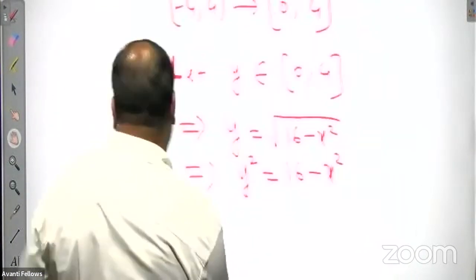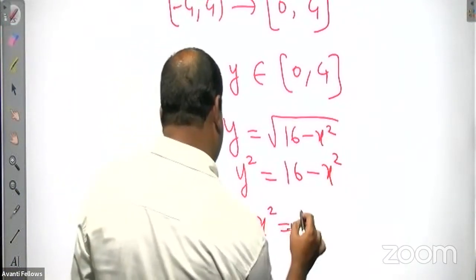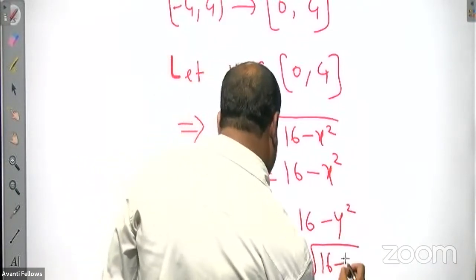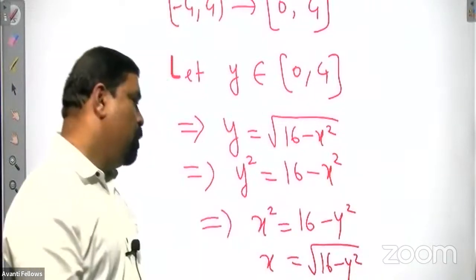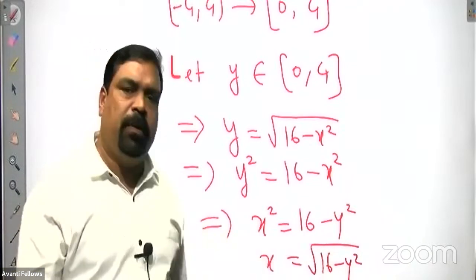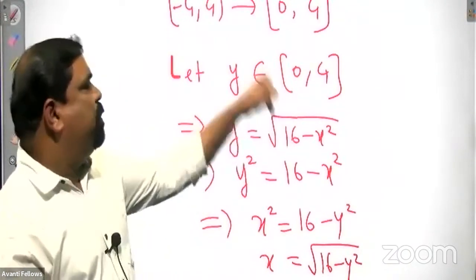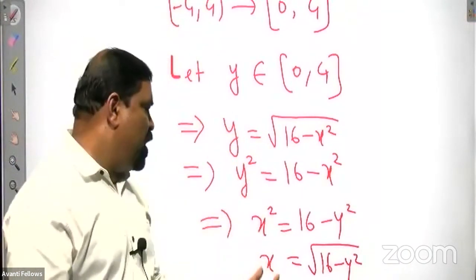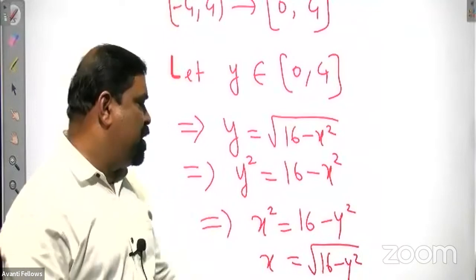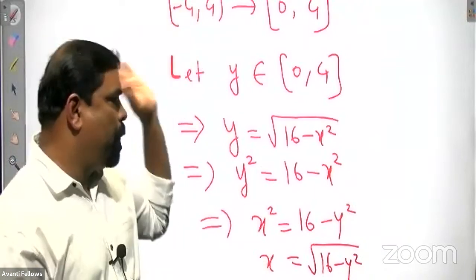Which implies that x square equal to 16 minus y square, so x is equal to root of 16 minus y square. So if there is a pre-image, then that must be of the form root of 16 minus y square. Clear? We have chosen some y, and if there is a pre-image x, then that x must be of the form root of 16 minus y square. Now we have to check only that root of 16 minus y square must always lie in the interval -4 to +4.